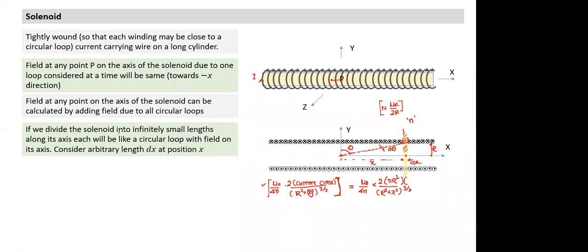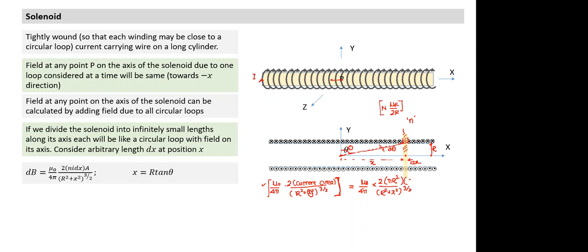This part we have done: we have divided the solenoid into infinitesimally small lengths along its axis, which will be like a circular loop with the field on its axis. So we have taken an arbitrary length at a position x. Length is dx, position x. Now I have to do something else. So what is the current I should write here? Bhagshri, are you clear? What is the current I should write?